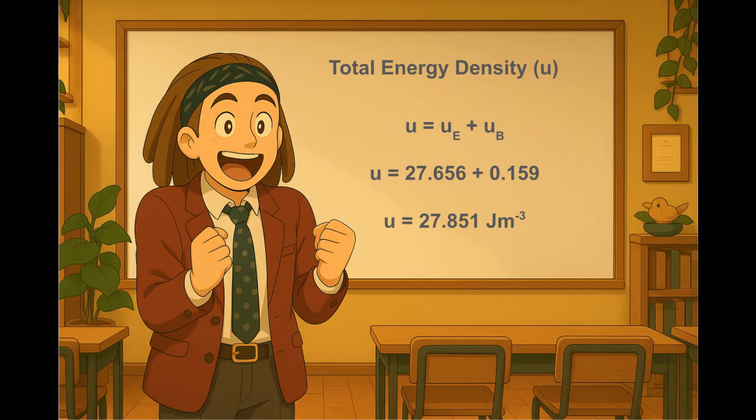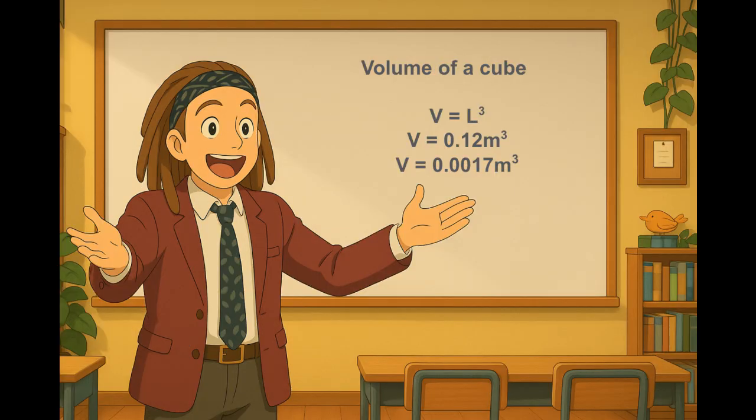The total electromagnetic energy density, U, is simply the sum of these two, UE plus UB. Once we have the energy density, the total energy U stored in our box is found by multiplying the total energy density by the volume of the box. For a cube, the volume V is L cubed. Let's plug in the numbers and calculate.